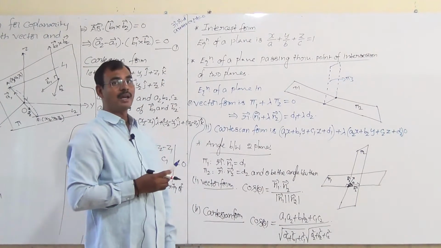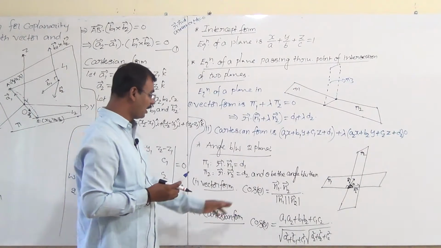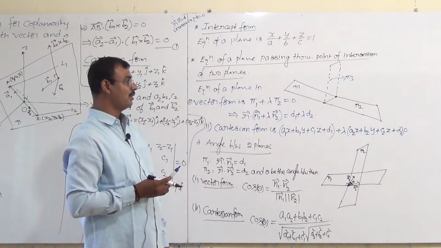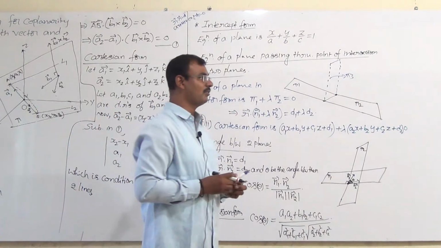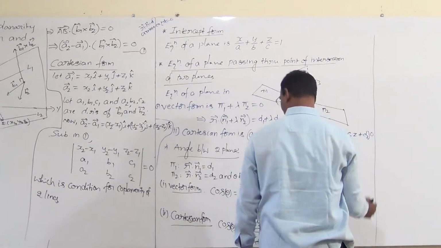Planes are parallel. If two planes are parallel, it means the angle is 0. Then the condition becomes, if you simplify that, a1 by a2 is equal to b1 by b2 equals c1 by c2.